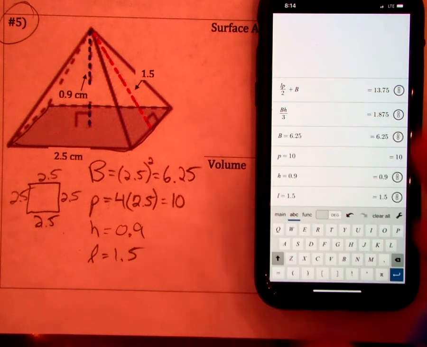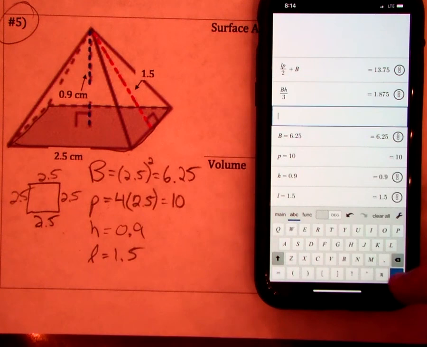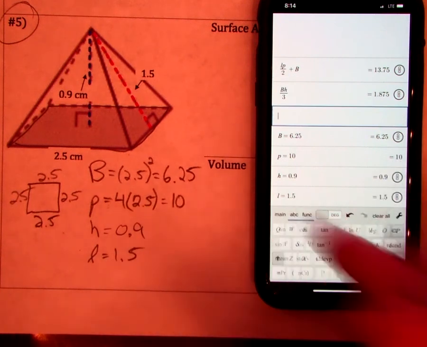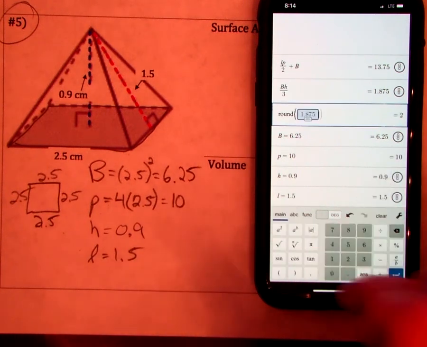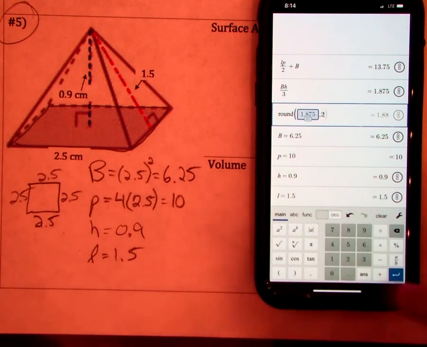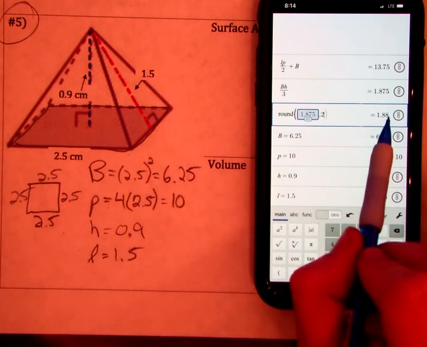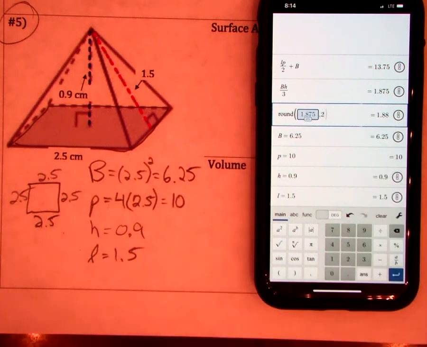Let's actually round it. There we go. Let's say enter. Let's actually round that answer for ourselves. So round our answer to the hundredths. So it's going to be 1.88 centimeters to the third power.